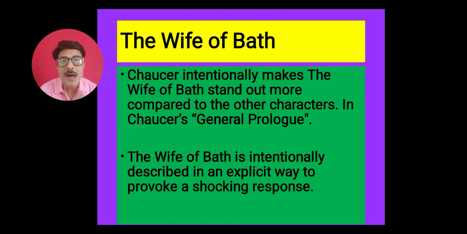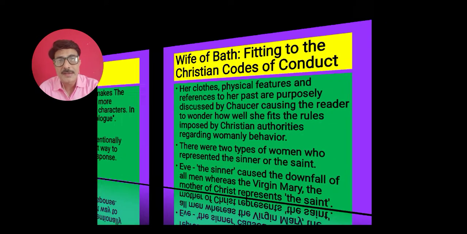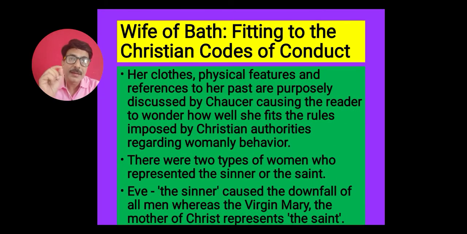The wife of Bath is described in an explicit manner to provoke a shocking response of the readers. The character provokes our response in a shocking manner. Why? Because the wife of Bath, though a woman, is not presented with womanly qualities, with womanly characteristics. She is presented as a bold woman, as a strong-minded woman.